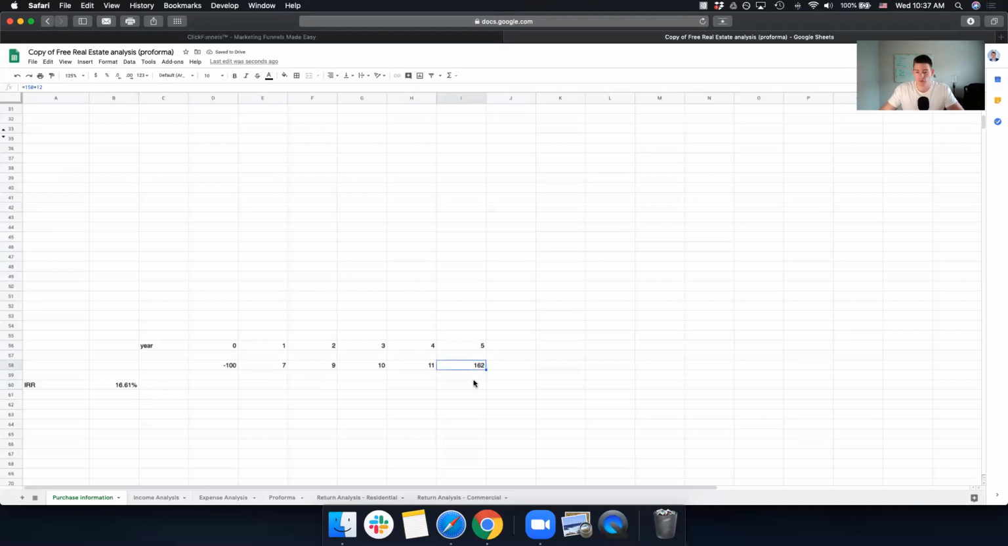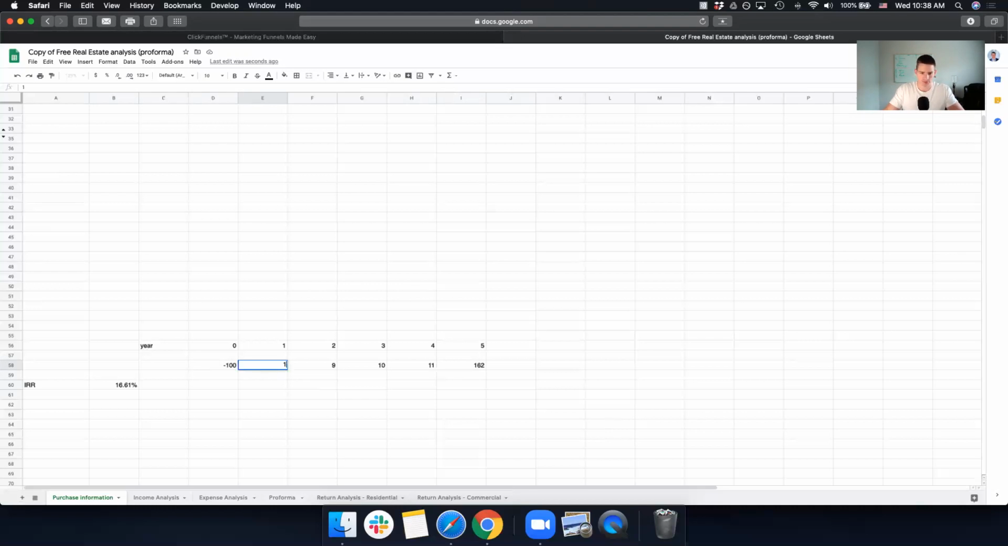Okay. Now here's another very interesting thing. Let's say that we received all this money, which totals $199, and instead of over the course of 5 years, let's say we got $199 in just 1 year of holding the property. So let's see what happens to our IRR.